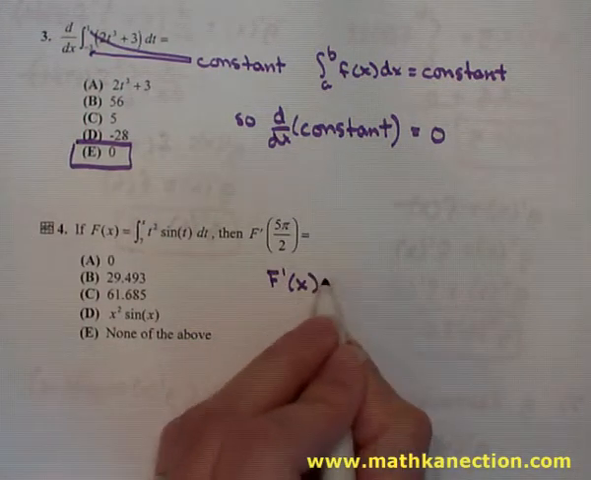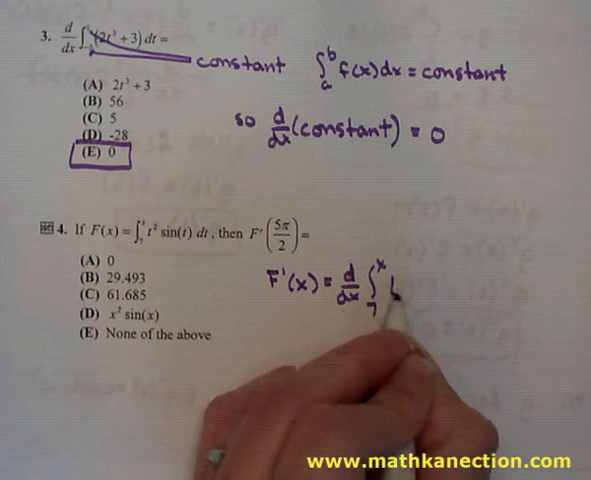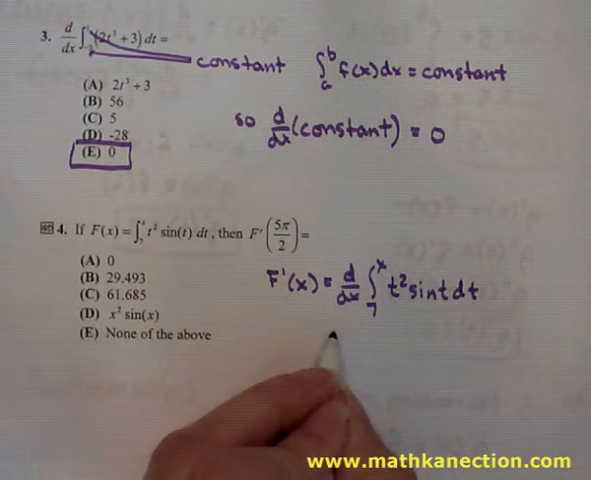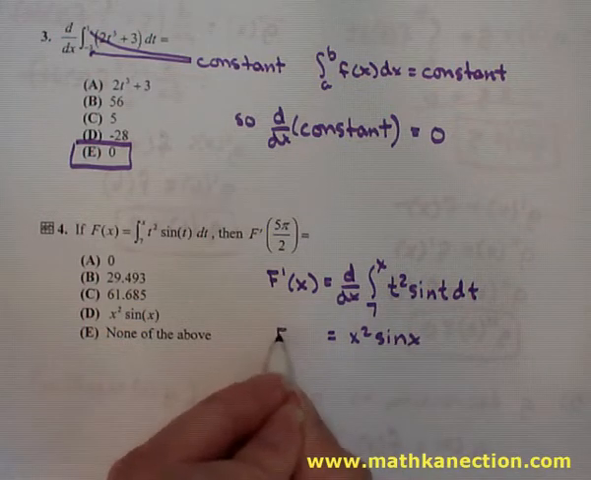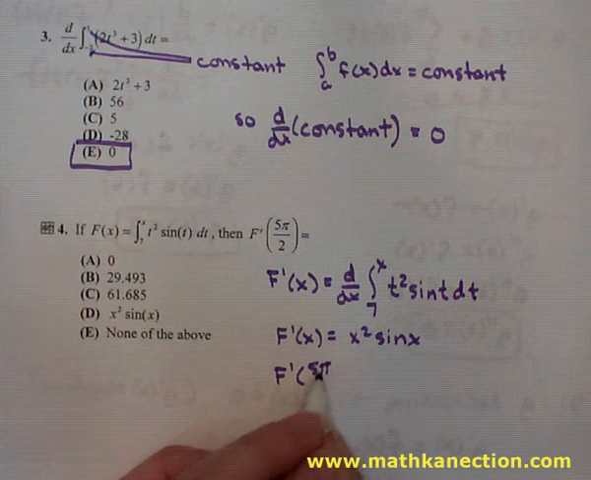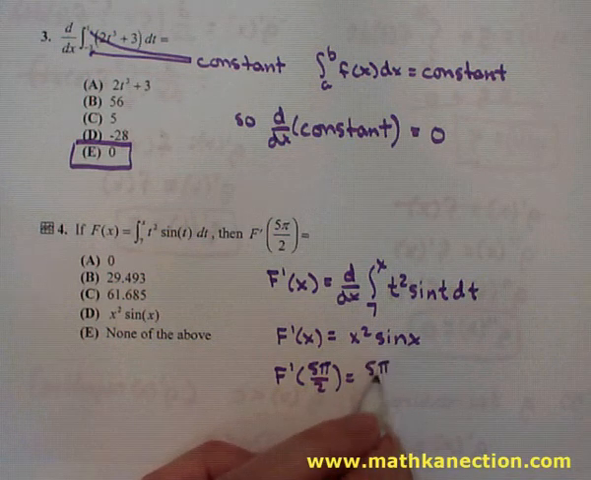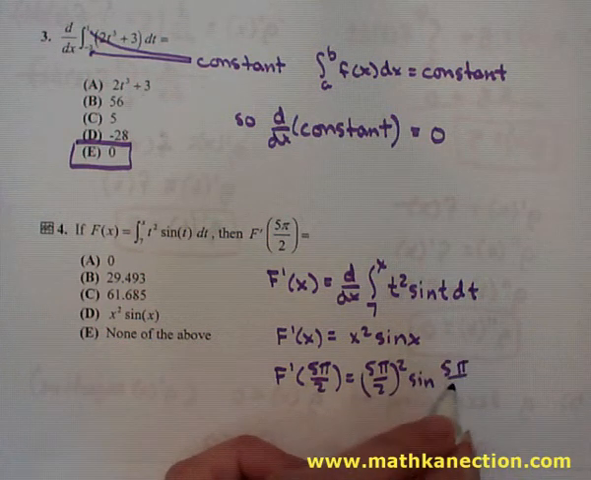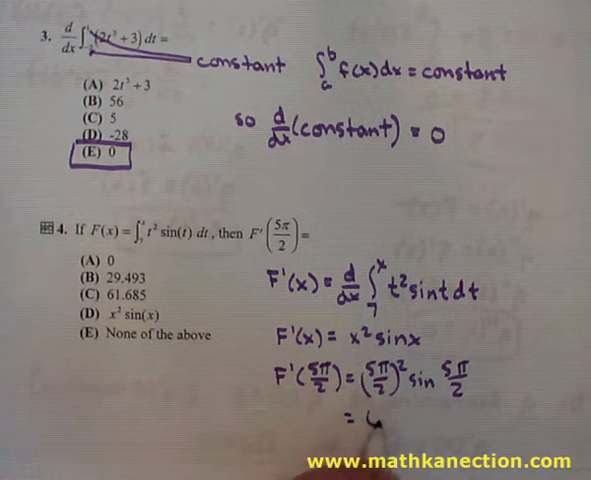We need to take f prime of x, so take the derivative of the integral from 7 to x of t squared sine of t dt. And the derivative and integral cancel out according to the second fundamental theorem of calculus. We have x squared sine of x is capital F prime of x. And evaluating at 5 pi over 2, so we're placing 5 pi over 2 into f prime of x. And since it's a calculator question, using our calculator to get the answer of 61.685.